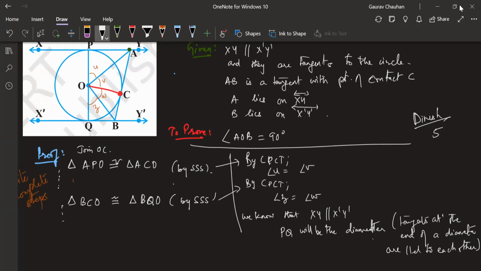Good with this, Riza and Dinesh? Yes, sir. Tangents at the end of a diameter are parallel to each other. Hence, now XY is parallel to X dash Y dash, we know. So PQ will be the diameter. Okay. Now stay with me here.